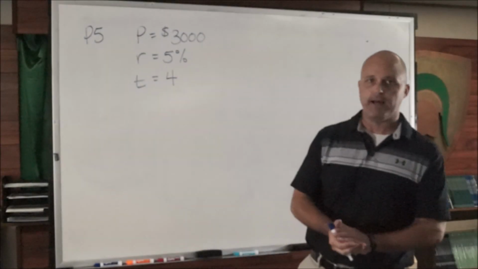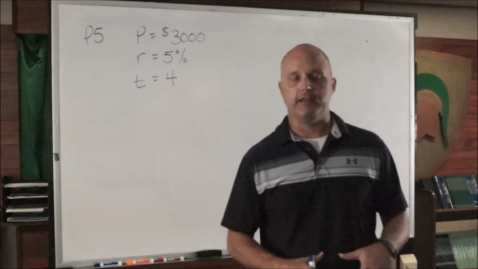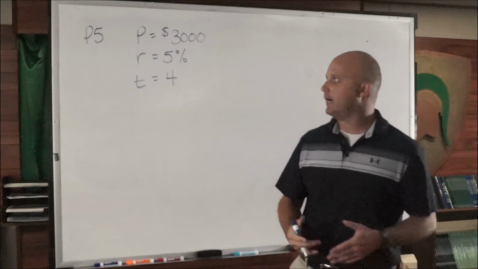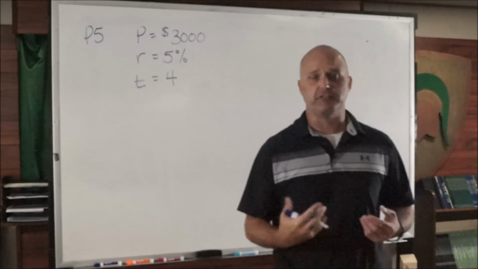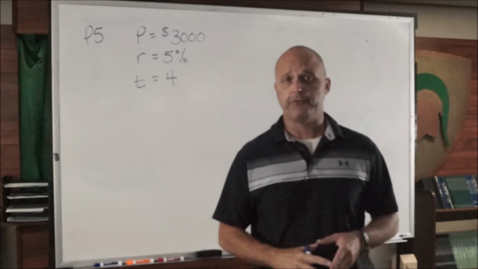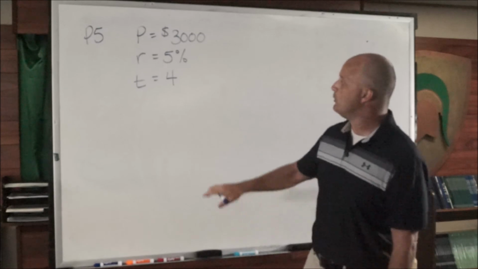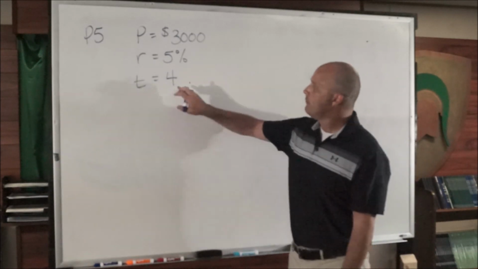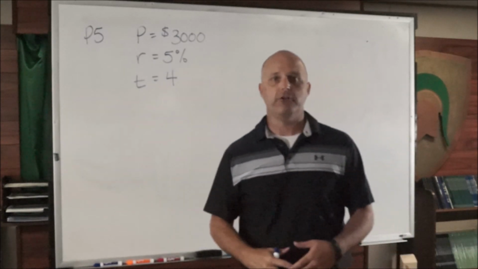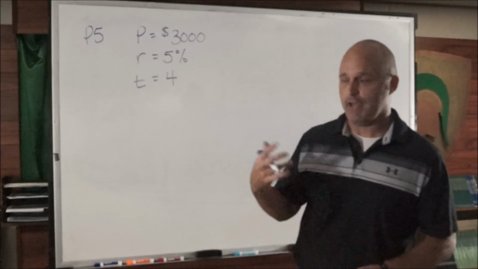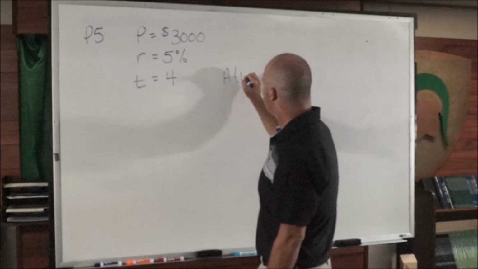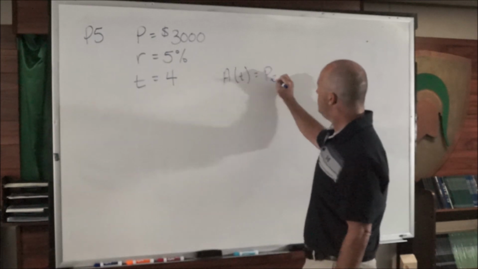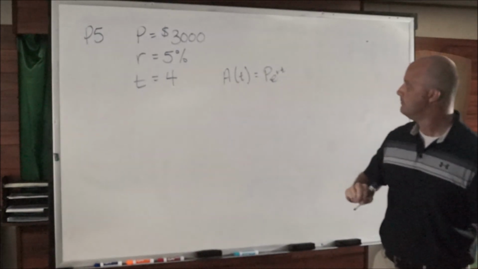For problem number 5, we're given a word problem that says that when you were in elementary school, you won a contest and you were given $3,000 that was put into a savings account or a scholarship fund or something along those lines, and it was going to receive 5% interest for 4 years. And you want to know how much is going to be in that account after those 4 years. So we're going to use A of t equals Pe^(rt) to determine that.